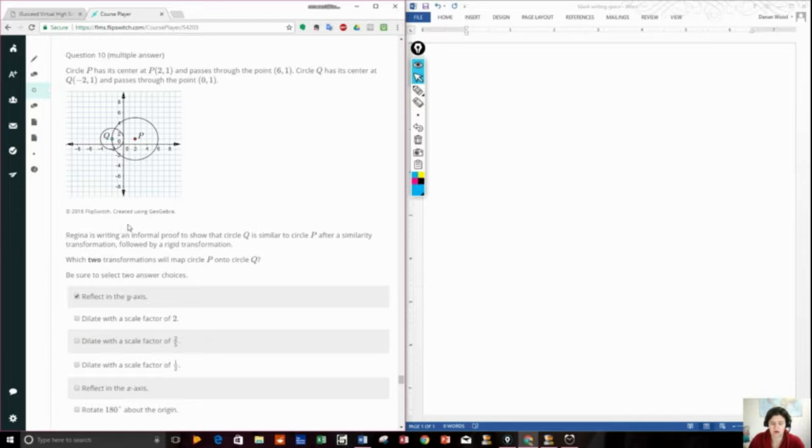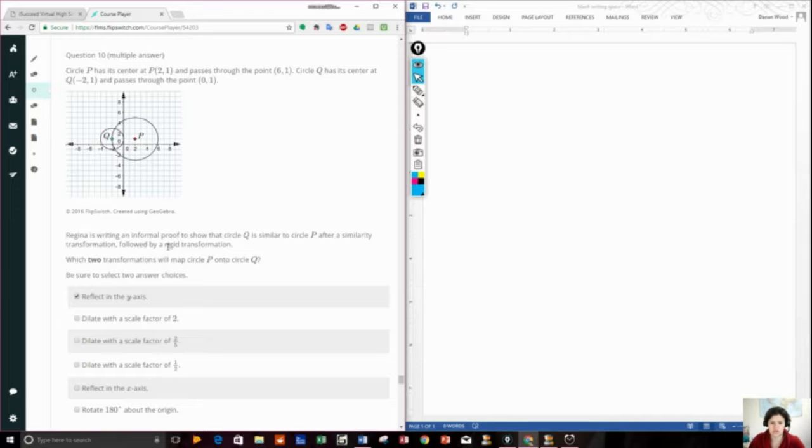Okay, Regina is writing an informal proof to show that circle Q is similar to circle P after a similarity transformation followed by a rigid transformation. Which two transformations will map circle P onto circle Q?